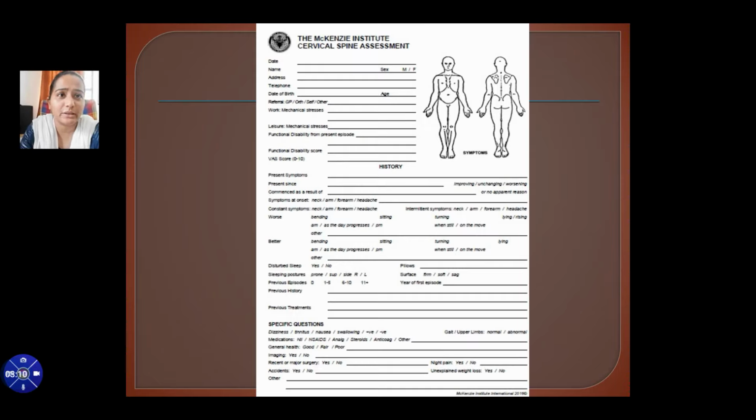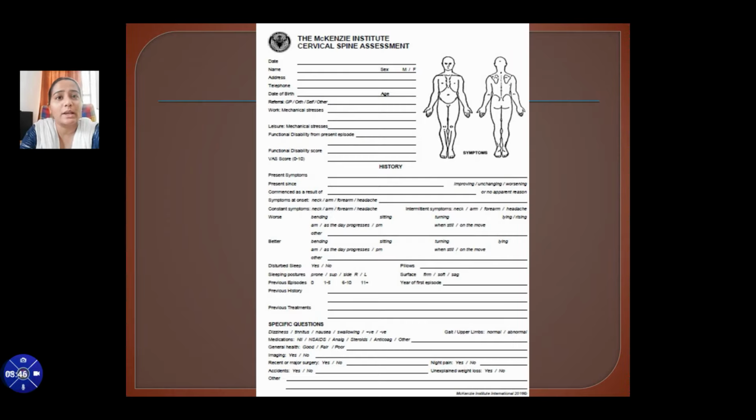Next we have to write about the work mechanical stresses. For example, IT professionals and software engineers who work on computers for long hours will have continuous mechanical stress over the neck. If your patient works in a profession which demands continuous sitting and slouch posture, or a heavy workload which increases strain on the neck, then you have to mention that in the mechanical stresses portion. Next is the leisure activity and mechanical stresses.